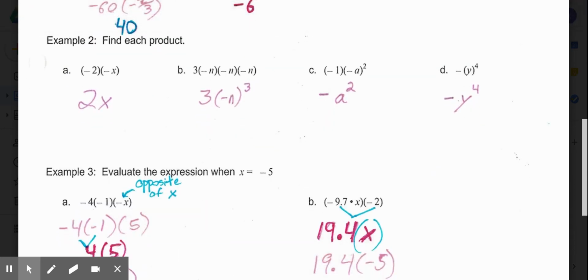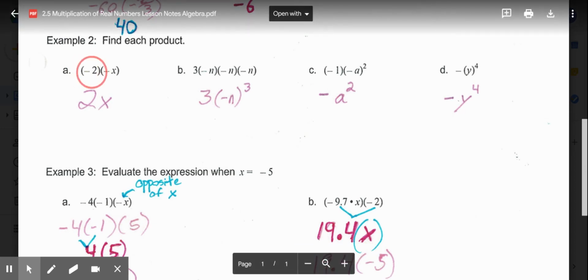Then in example 2, again, they're asking us to find each product. So the answer to the multiplication problem. Now, if we have variables, it is okay for our product or our answer to have variables in them.